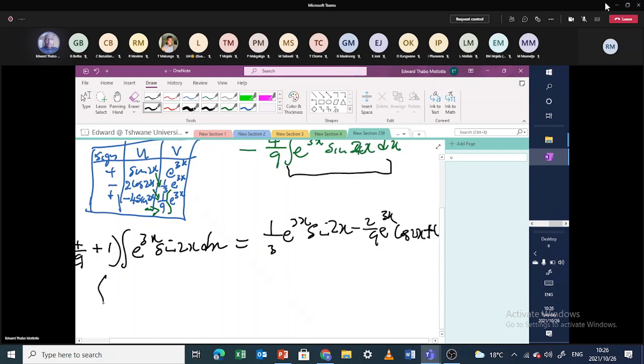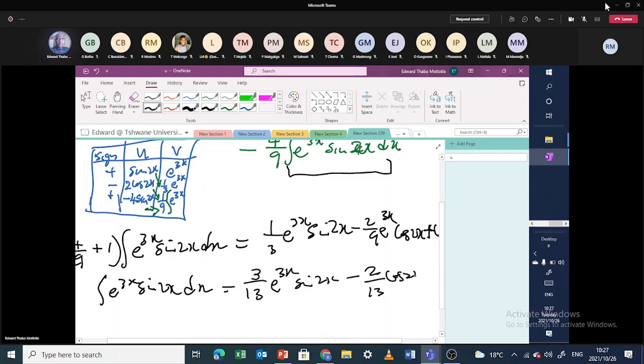So we have the integral of e to the power 3x sine 2x dx is equal to, now here we can see we have 13 over 9. So if you invert it, we end up with 3 over 13 e to the power 3x sine 2x minus 2 over 13 cos 2x plus c. So this is the solution, and my presentation for today ends there.